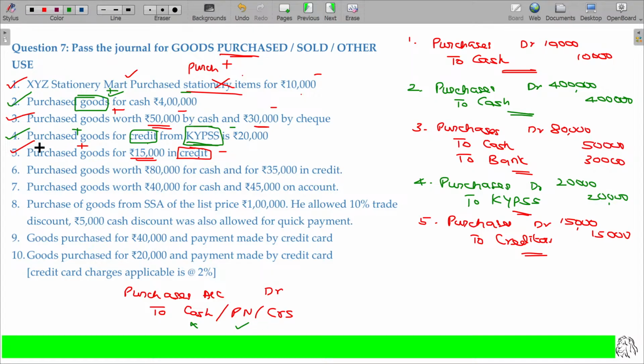Sixth one. Purchased goods worth rupees 1,15,000, for cash 80,000 and 35,000 in credit. Purchases plus, cash minus, creditors minus. So the journal entry being purchases account debit 1,15,000 to cash, 80,000 rupees, to creditors, the value being 35,000. Overall value being 1,15,000.